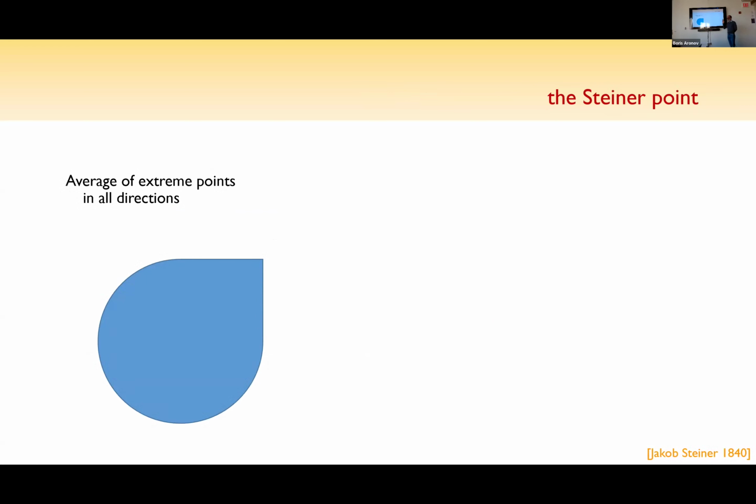So let's define this time. That's one thing to remember. I mean, you've already seen Grunbaum's theorem. Now, there's a second thing to remember. What's the Steiner point? The Steiner point is the average of the extreme points. So take a random direction, look at the extreme point of this convex body in that direction. Just average.